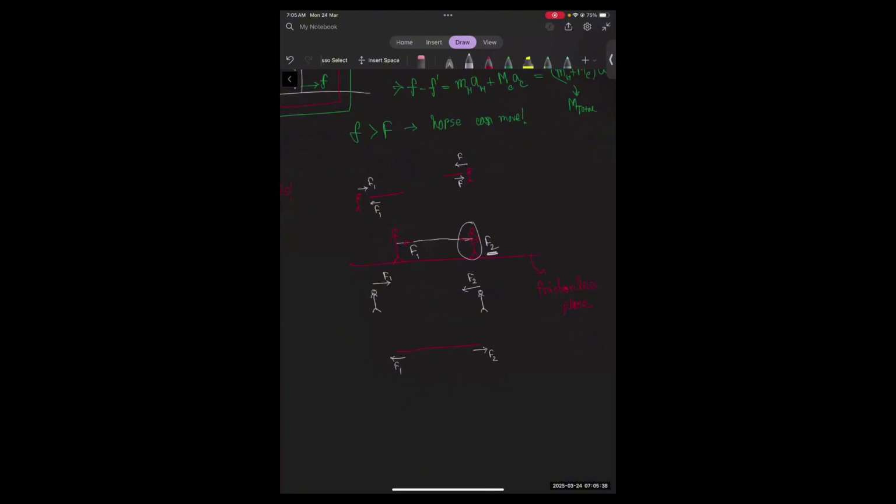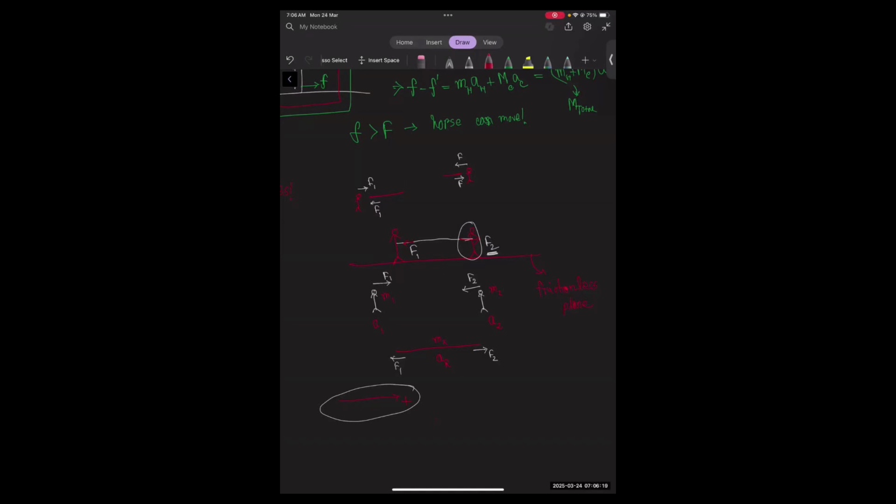Alright, now what do we do? We first set a coordinate. Let's say our coordinate is positive in this direction. Then the first person's acceleration is A1, the second person's acceleration is A2, the rope's acceleration is AR, and their masses are M1, M2 and MR respectively. If we take this side as positive, this basically means we will consider all forces pointing in this direction to be positive and the forces pointing in the other direction to be negative. Just regular 1D vector notation.